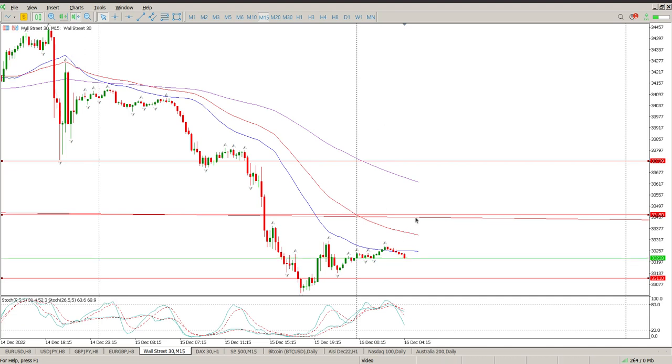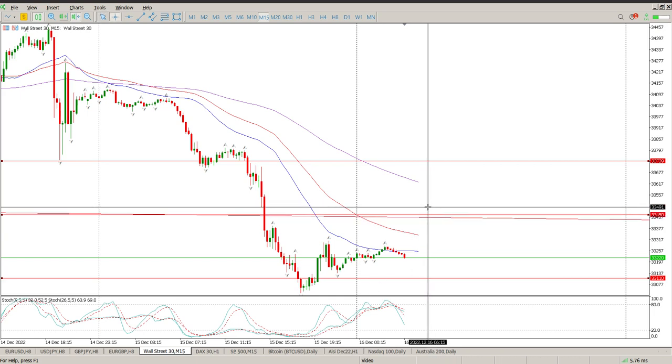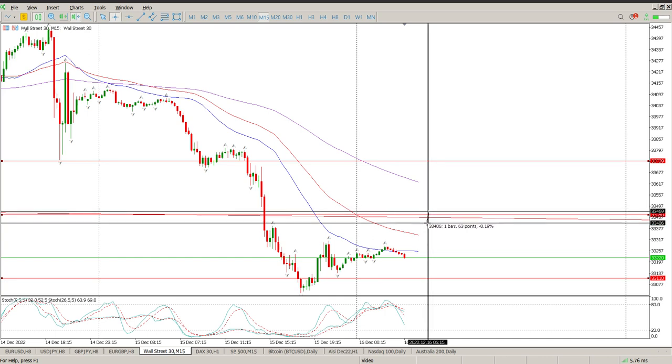Just wait for price action: inside bars, pin bars, engulfing bars off this level. I want the oscillators to cross to the upside as well. Then your stop is going to be just above the structure, and your entry is going to be just below. So it should be between a 60 and 100 point stop loss.